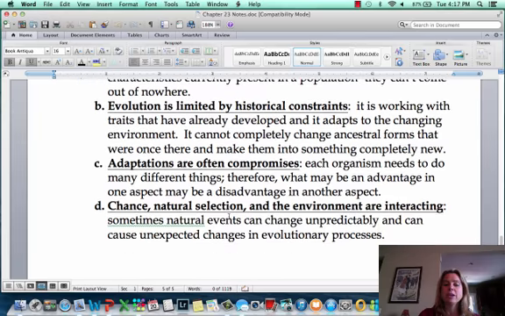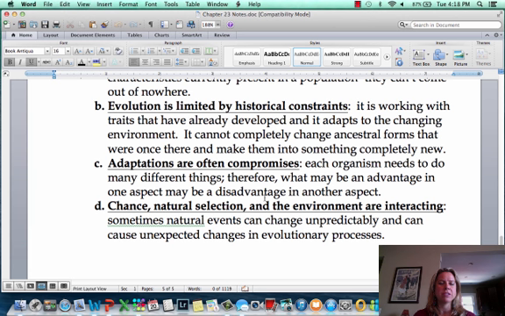Another thing that's an interesting point is that adaptations are often compromises, and what that means is something that might be an advantage in one situation could hurt you in another. Look at the peacock that was all showy and beautiful, right? That's definitely going to be great for finding a female mate, but that's going to be awful for finding a predator, right? The predator's like, oh, there you are, and it's going to eat him, right? So you've got to think about that.